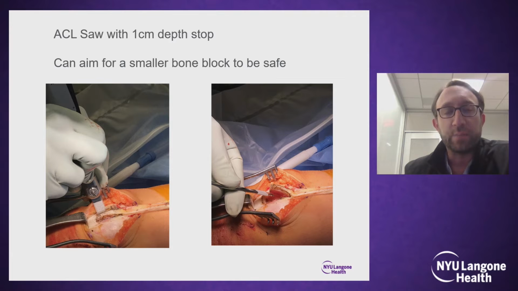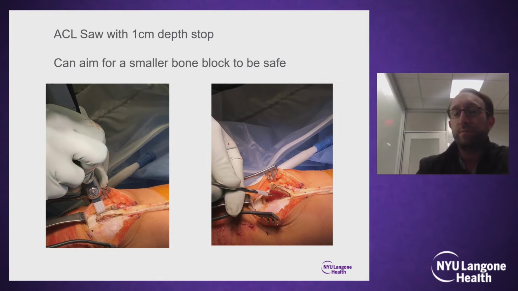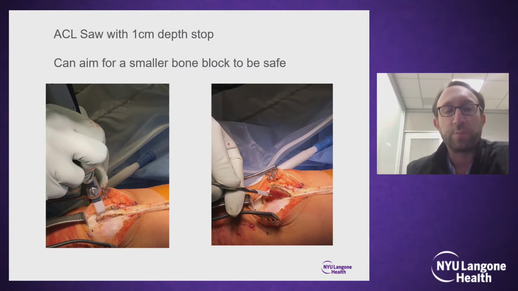If I'm going to take a piece of bone, I usually utilize an ACL saw with a 1 centimeter depth stop, particularly over the proximal patella. I think it's very easy to cut too deep, and it could certainly lead to an iatrogenic injury like a fracture. If you're a little bit unsure of the size of the block, you can certainly aim for a smaller bone block if you want to be safe. And again, if you're just starting out doing this, you can certainly do this with no detriment to the patient. And as you feel more comfortable doing so, you can aim for a thicker bone block.